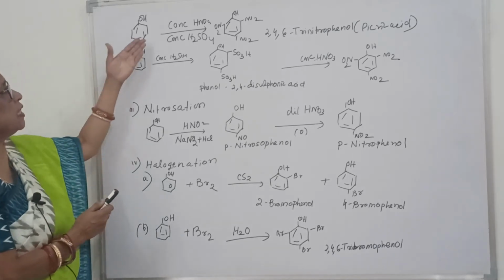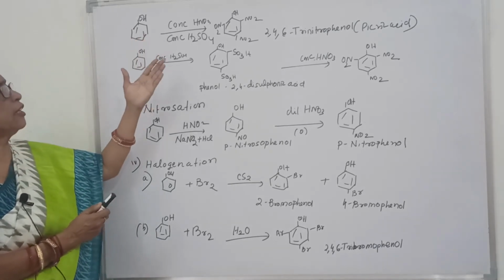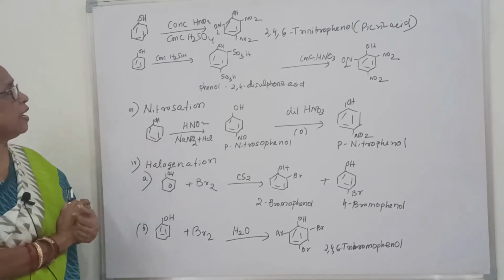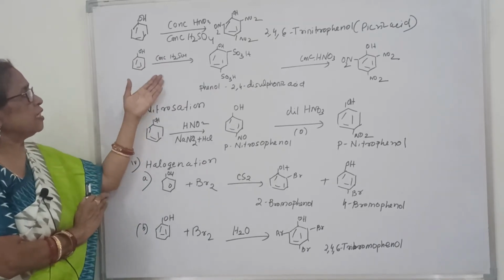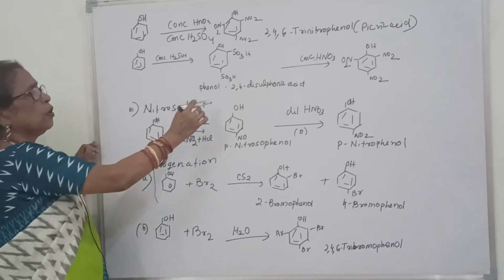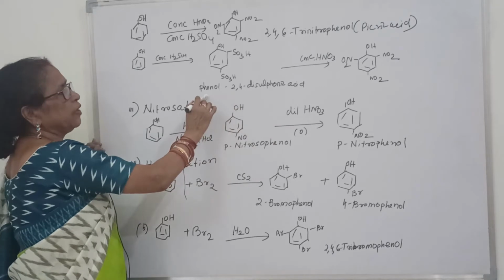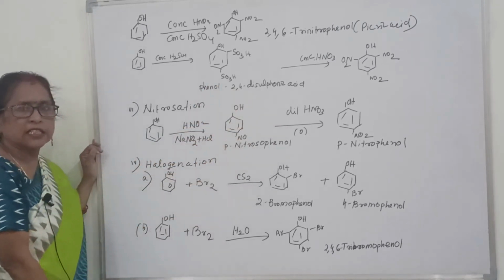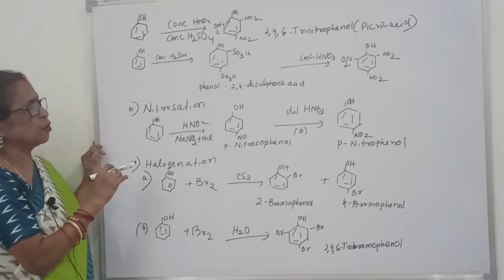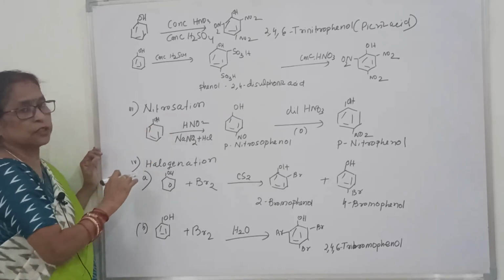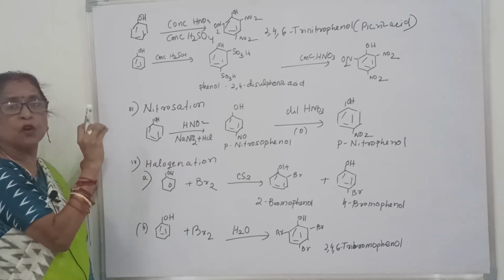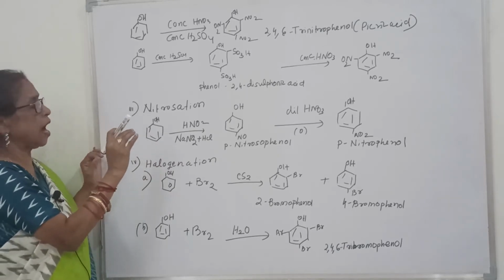Again see, this is one method where you directly treat with concentrated nitric and concentrated sulfuric acid. That is one way. The other way, the easy way, is concentrated sulfuric acid, which gives the 2,4-disulfonic acid of phenol, and concentrated nitric acid on further treatment gives 2,4,6-trinitrophenol. Nitrosation. Nitrosation means here only the NO group will be attached.